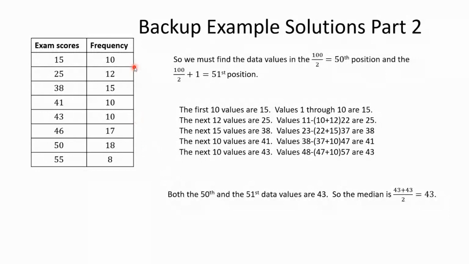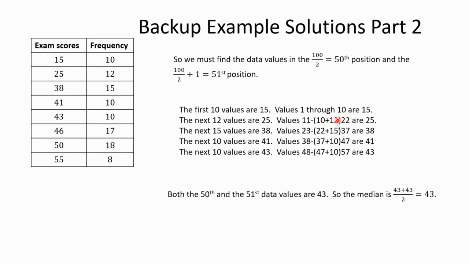But now we only have a frequency table. No big deal. We know the first 10 values are going to be 15. The first 10 data values all equal 15. The next 12 all equal 25, meaning data values 11, 12, 13 up to, including, 22, that's what I'm showing here, they're all equal to 25.